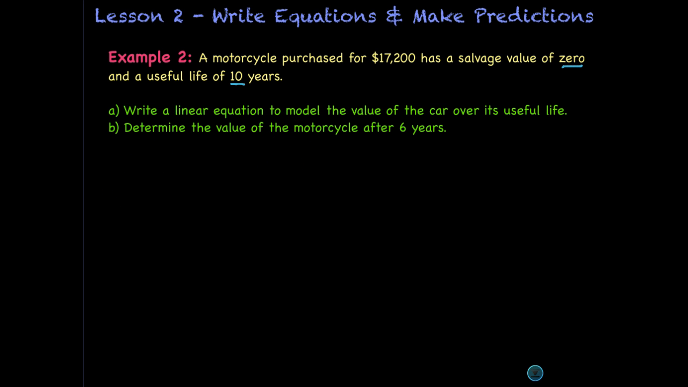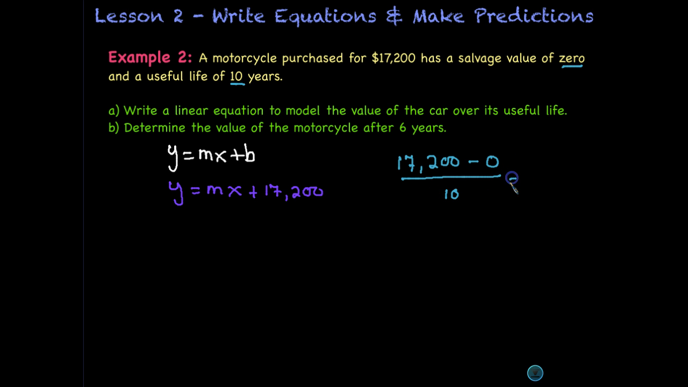And then we want to determine the value of the motorcycle after 6 years. So once again, we can use our formula y equals mx plus b. And we know b. We can fill in the b because b is the cost of the motorcycle. So we have y equals mx plus 17,200. Now, just like the last time, we need to figure out our depreciation. So we've got a motorcycle that we paid $17,200 for, but there is no salvage value, so minus 0 over 10 years. If we divide this, we get 1,720 every year.